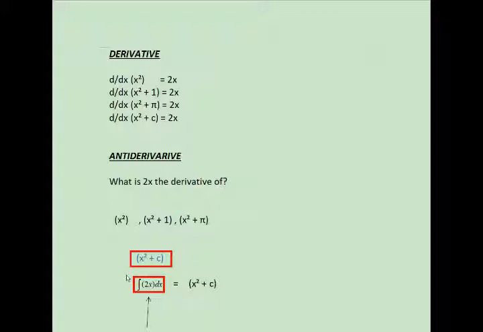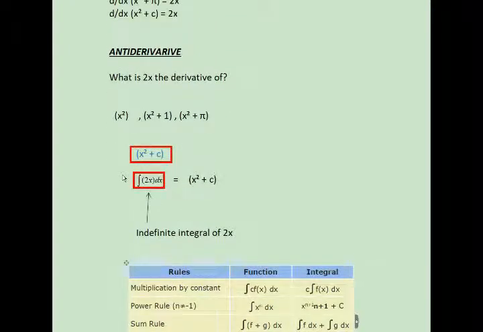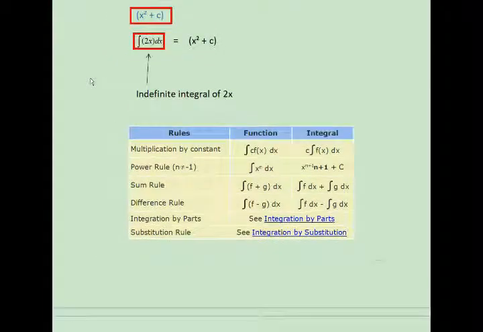So we will write an elongated S and dx along with the function that you want to solve, which is 2x, and the answer is x squared plus c. This expression we also call the indefinite integral of 2x, or we can say the antiderivative of 2x. This is very useful when you want to know the area under the curve, or when we study the definite integral.